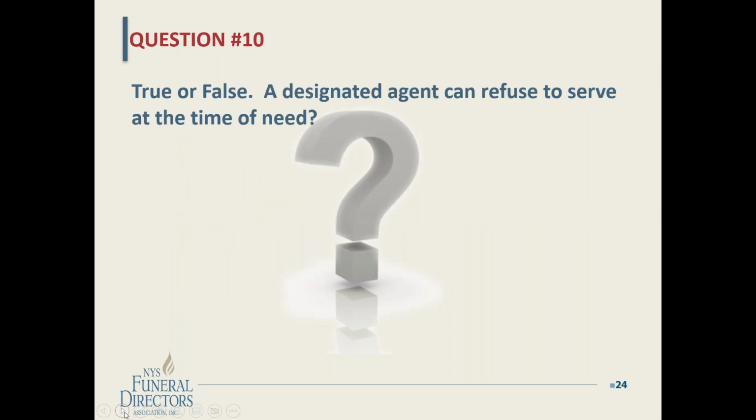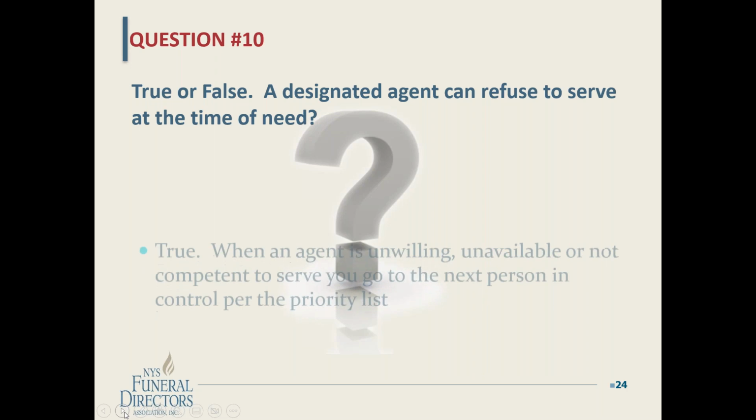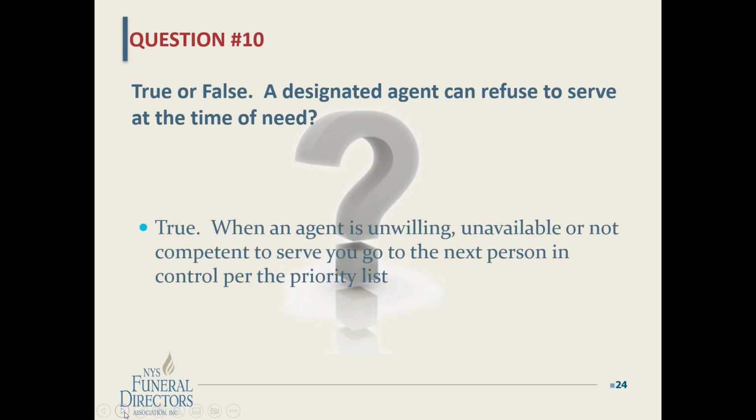Number 10, true or false? A designated agent can refuse to serve at the time of need. True. And when they are unwilling or unavailable or not competent, you would go to the next person in control per the priority list. Or as we mentioned, if there are more people of the same class, you move to somebody else with equal priority.